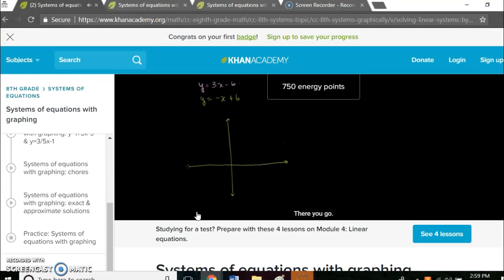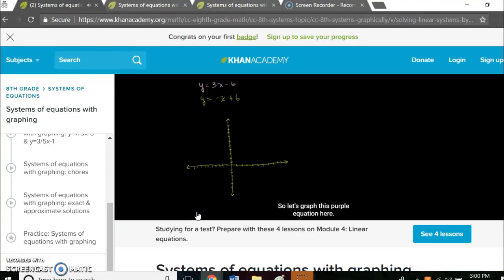There you go. Let me draw some axes. 1, 2, 3, 4, 5, 6, 7, 8, 9, 10. 1, 2, 3, 4, 5, 6, 7, 8, 9, 10. And then 1, 2, 3, 4, 5, 6, 7, 8, 9, 10. I should have just copied and pasted some graph paper here, but I think this will do the job.